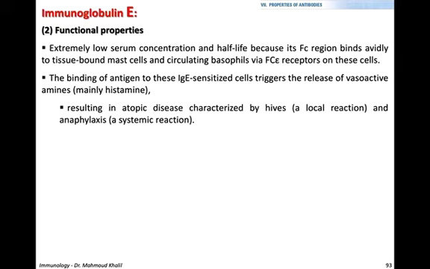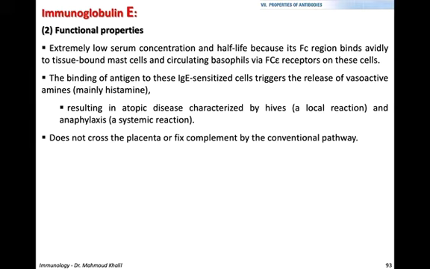And the binding of the antigen to these IgE-sensitized cells, either basophils or mast cells, triggers the release of, majorly, vasoactive amines like histamine. This results in atopic disease, characterized by hives, local reactions at the region, or anaphylaxis, a systemic reaction. Of course, this type of antibody doesn't cross the placenta or fix complement by the conventional pathways.